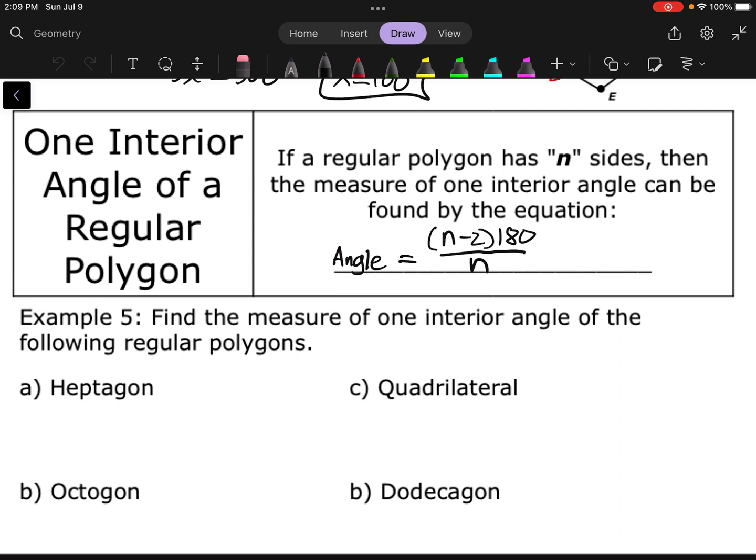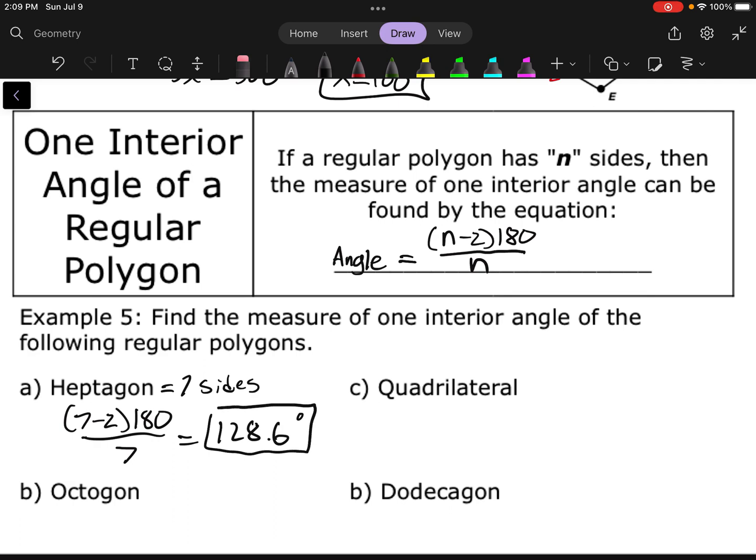With example 5, it says find the measure of one interior angle of the following regular polygons. A heptagon has 7 sides. So we would do 7 minus 2 times 180 divided by 7. So 7 minus 2 times 180 all over 7. It's going to give me 128, and I'll round to the nearest tenth, so 128.6 degrees. So a regular heptagon has 7 angles, all being 128.6 degrees.